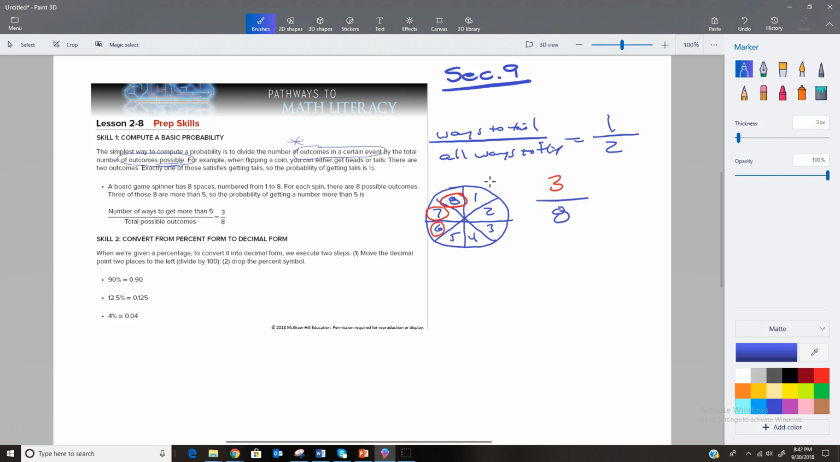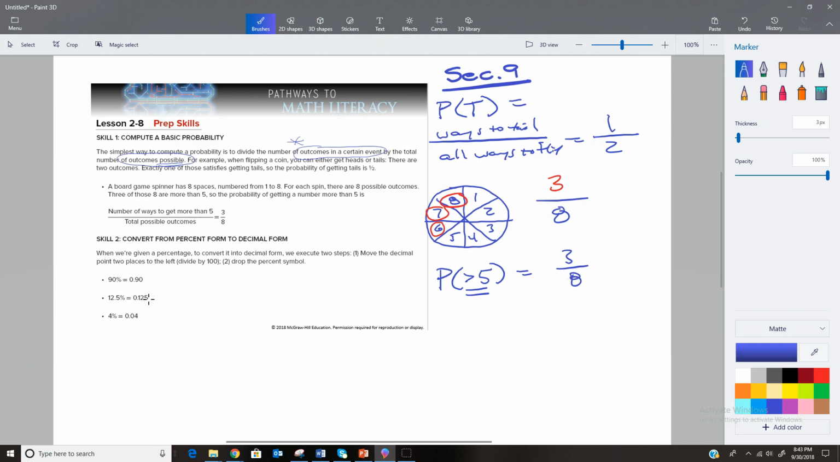A lot of times what we'll write is the probability of greater than 5 is 3 out of 8. So this is what you're looking for. Up here, if we wanted to write this the way they typically write it in the statistics book, we would write probability of tail. The probability of tail is the ways to get a tail out of the total ways. Probability of getting bigger than 5 is all the ways to get bigger than 5, 6, 7, or 8 out of the total, which is 8.